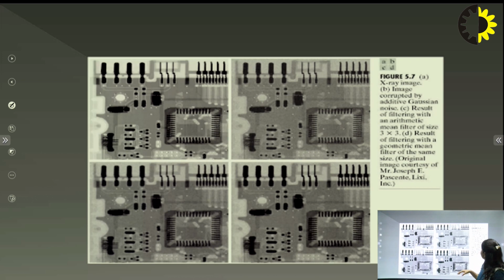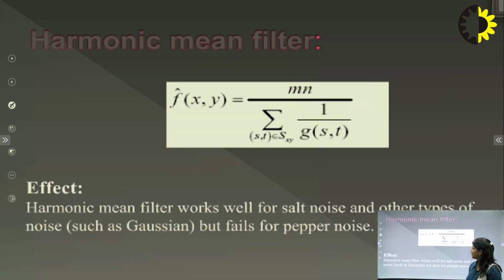Here is an example of an X-ray image. We have the X-ray image here, and these are the corrupted, noisy images. Then we apply the filter. This is the result of the arithmetic mean filter, and this is the result of the geometric mean filter. Here we can see the detail; the geometric mean filter clarifies more detail in the images.